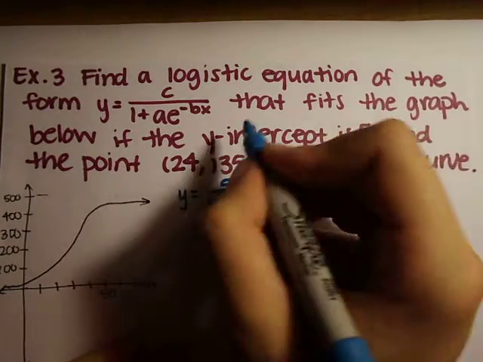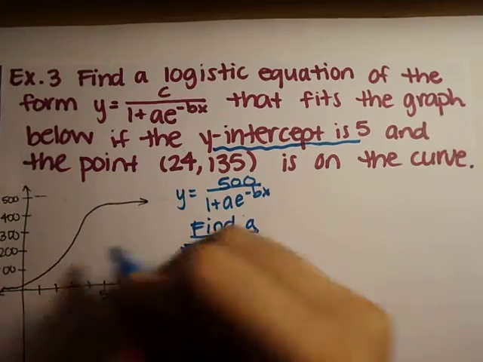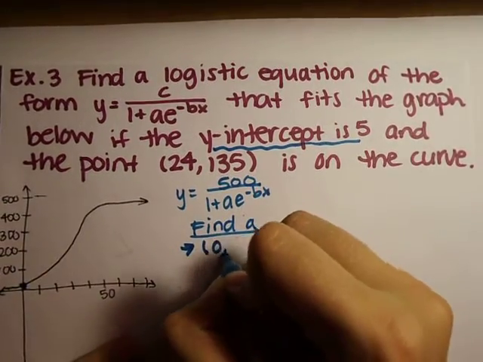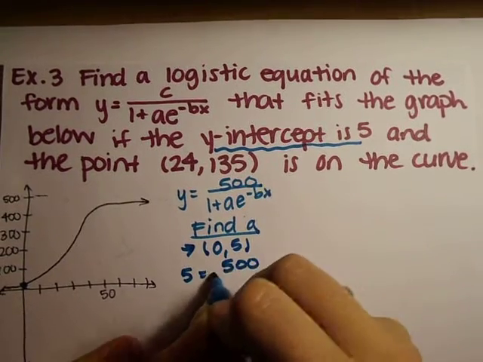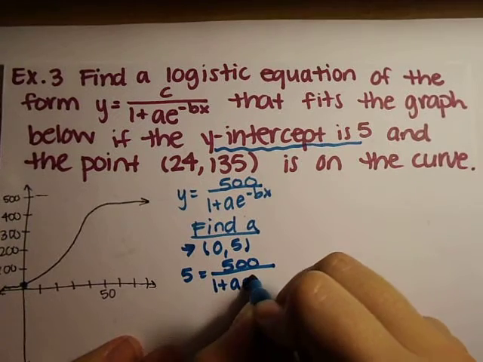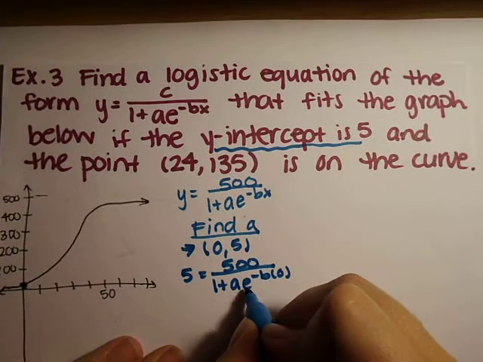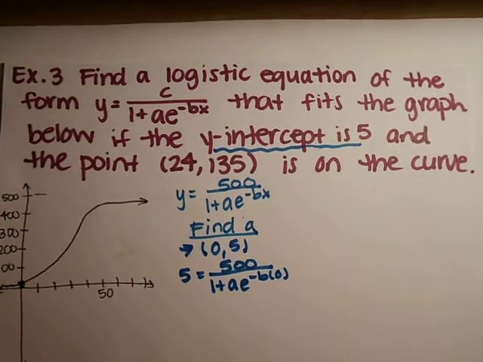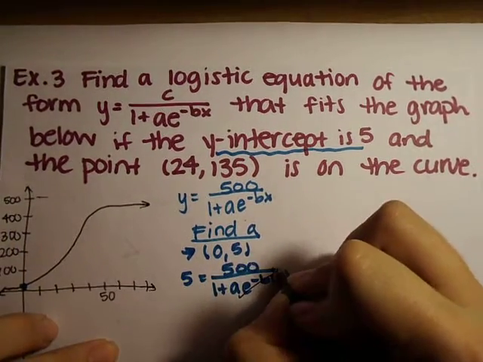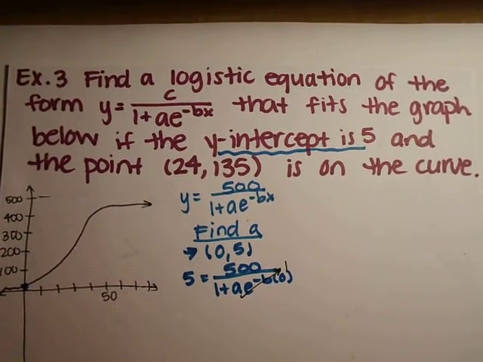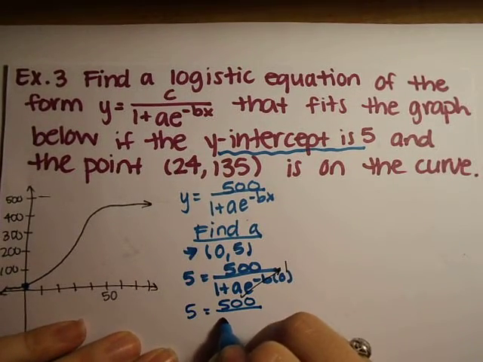So to find a, we're going to use our y-intercept, or our initial value. We're going to use the point right here, which is 0, 5. So we have 5 equals 500 all over 1 plus ae to the negative b times 0. What happens is this entire e to the negative b times 0 becomes 1. And what we are left with is 5 equals 500 all over 1 plus a.